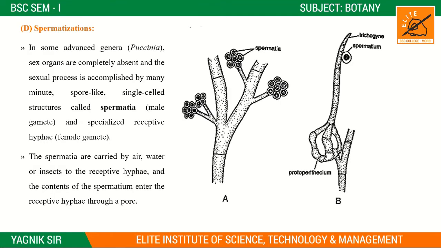And this spermatia means male gametes, and the specialized reproductive hyphae means the female gametes. Here no particular reproductive structures are present in this case. So the spermatia are carried by air, water or insects. આપણને ખબર છે કે એના માટે કોઈ વાહક જોતું હોય છે, જ્યારે સ્પર્મેટિયા છે એ ફિમેલ પાસે જઈ શકે, તો એના માટે એર છે, વોટર છે, ઇન્સેક્ટ છે, એની મદદથી એ શું થાય છે, ફર્ટિલાઇઝેશનની પ્રોસેસ થશે.